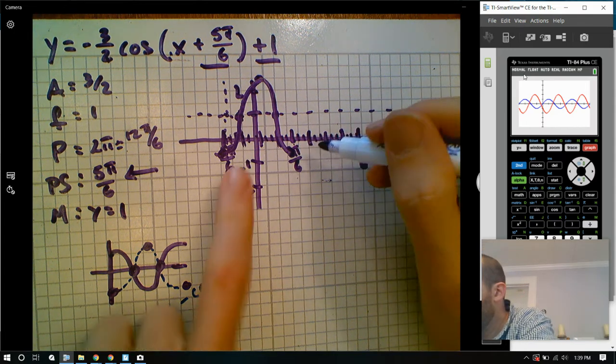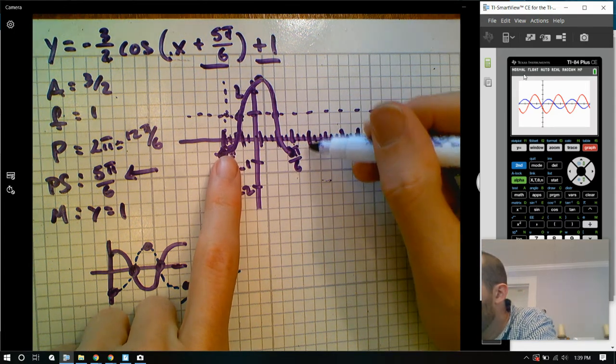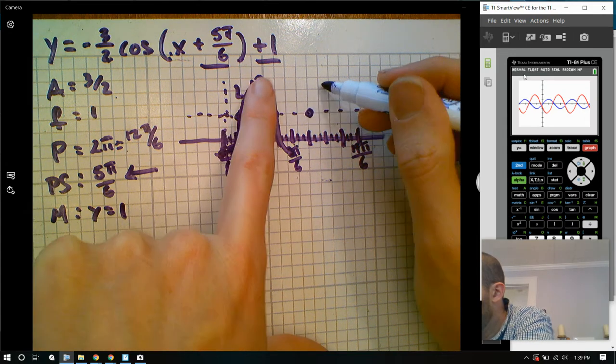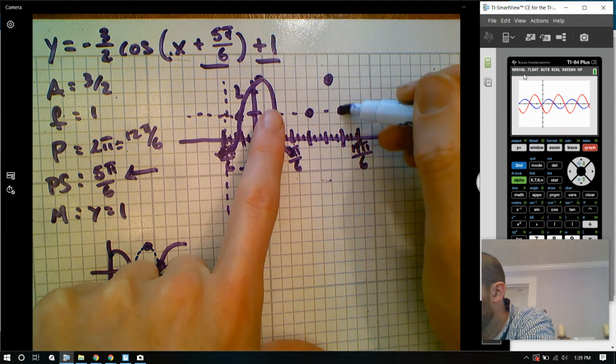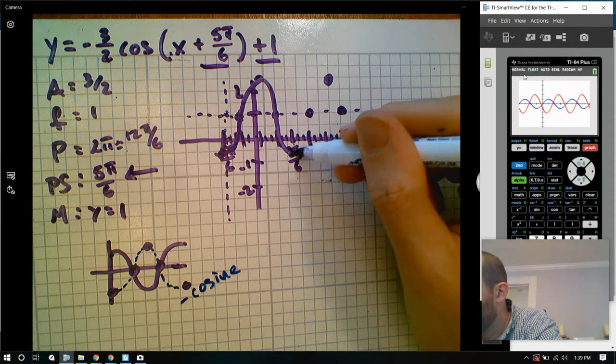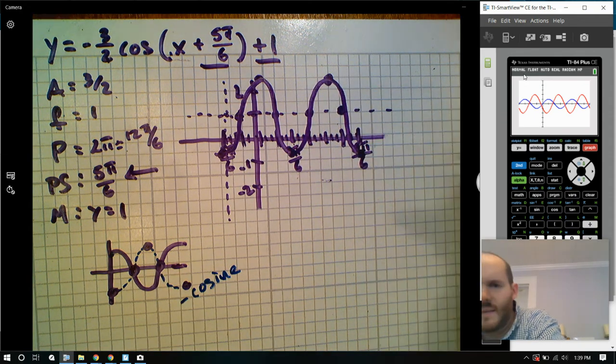And I need to repeat that. So from here, my next key point moves up. My next key point moves up. My next key point comes back down. And my last key point is here. Gives me a second cycle of that cosine graph.